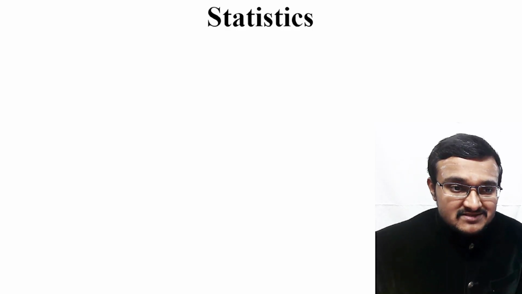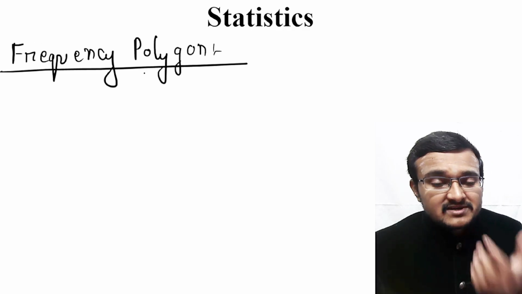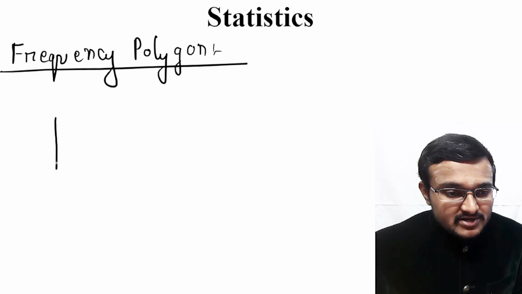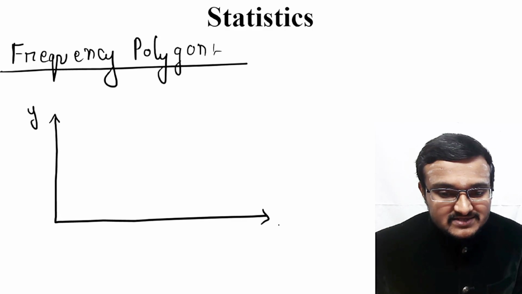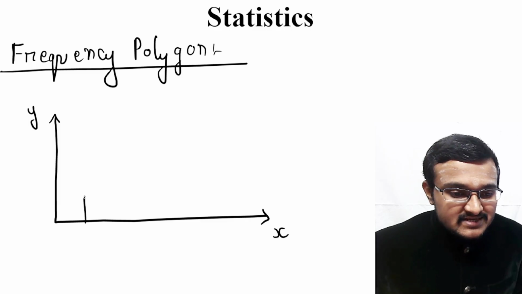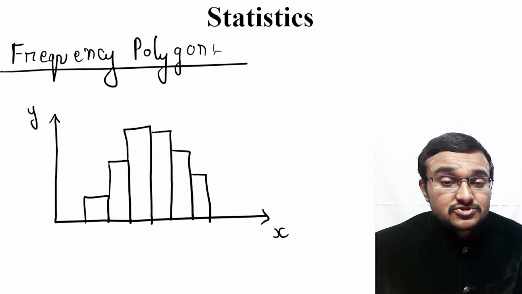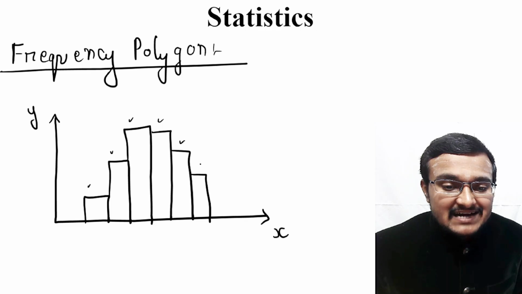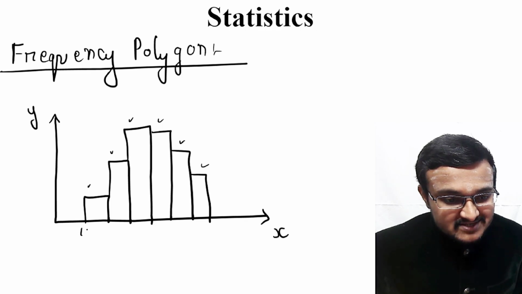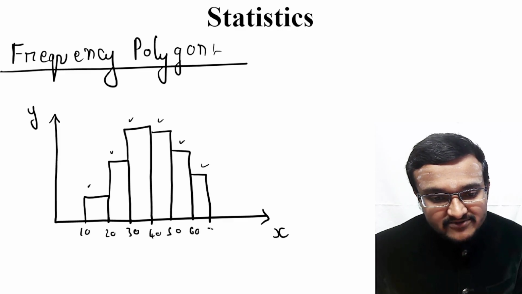The next concept in this chapter is the frequency polygon. To understand the frequency polygon, we look back at the histogram plot. For example, there is a histogram plot like this, with a y-axis and an x-axis. The height of this histogram plot gives the frequency in that particular range. For example, this is 10, 20, 30, 40, 50, 60, 70.